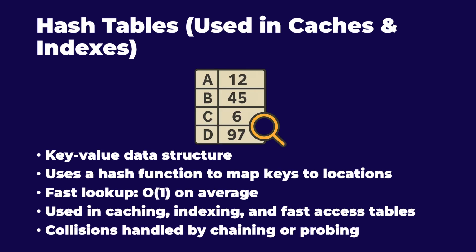Hash tables are like labeled cubbies. Each piece of data has a label called a hash, and the database knows exactly where to find it.